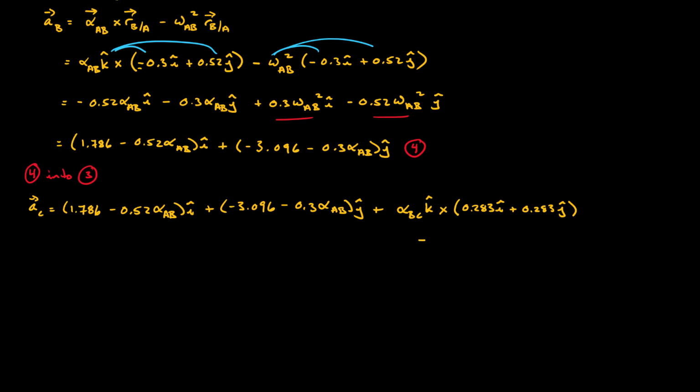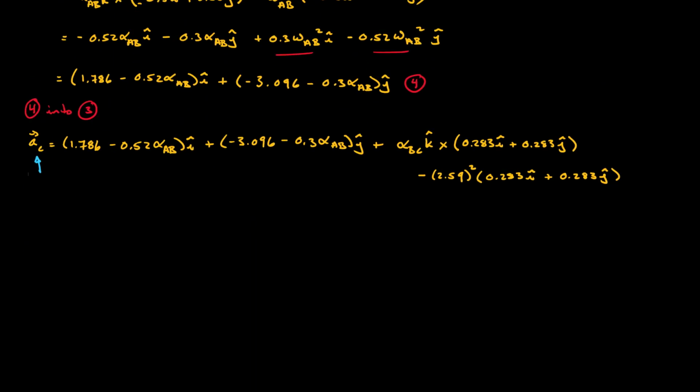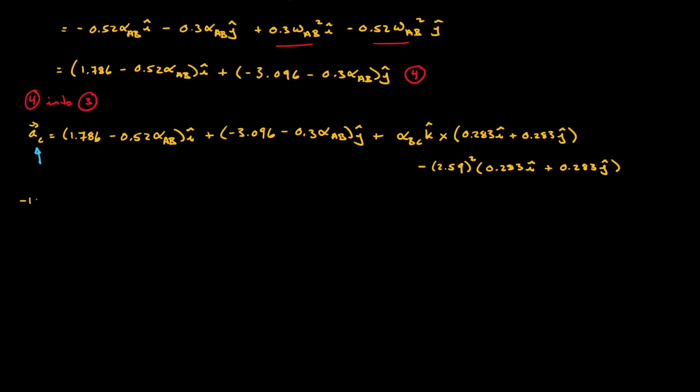Finally, we have the normal component, which is omega BC squared, which we've solved for in the previous step. That is 2.59 squared, multiplied by r of C with respect to B. So again, 0.283 in the i direction plus 0.283 in the j direction. In addition, we know what AC is. We are given that AC is equal to 10 meters per second squared to the left. So it has a velocity to the right and an acceleration to the left. So it is decelerating, essentially. So we can replace this with negative 10i.